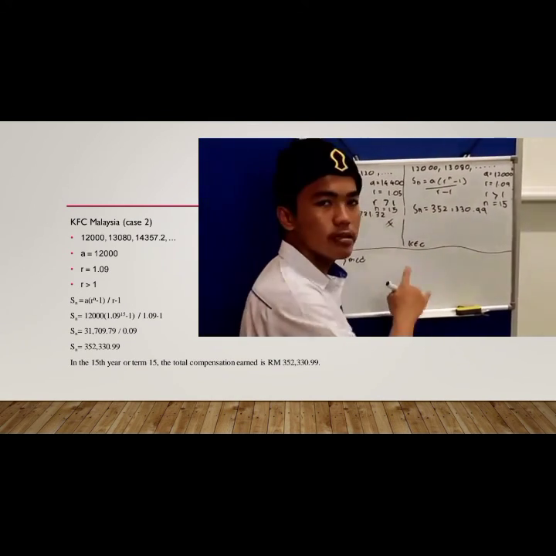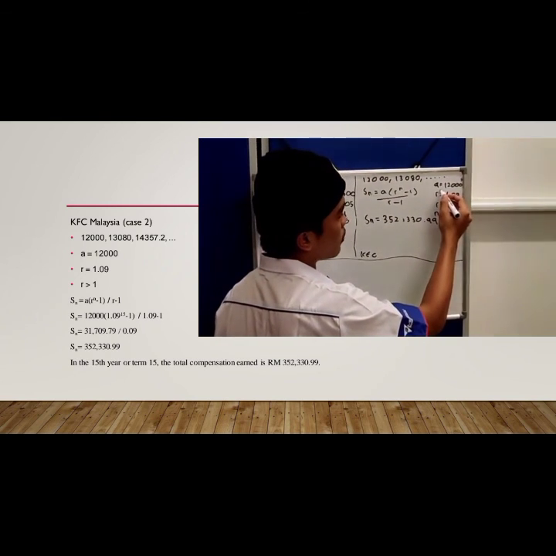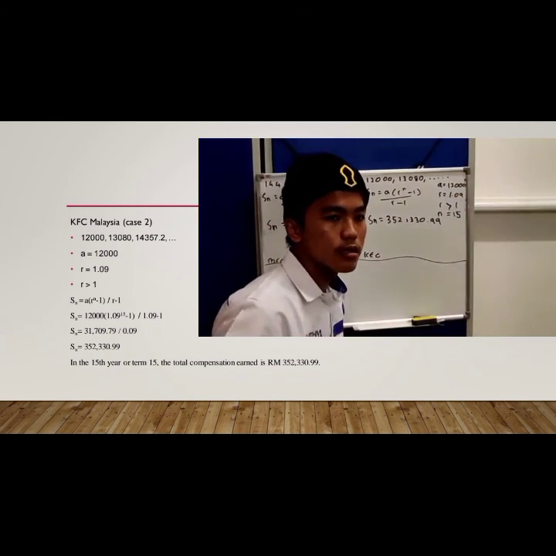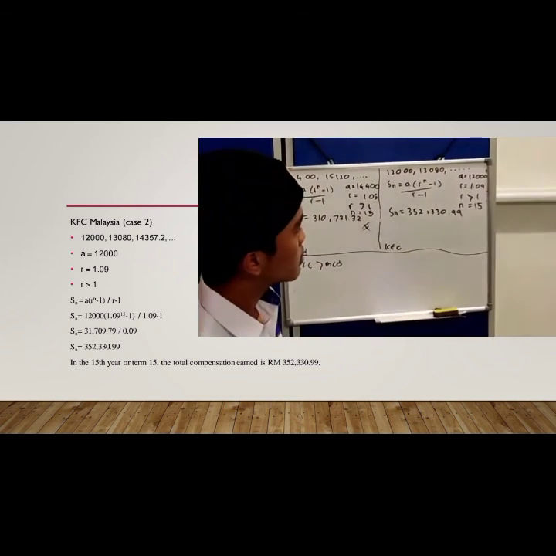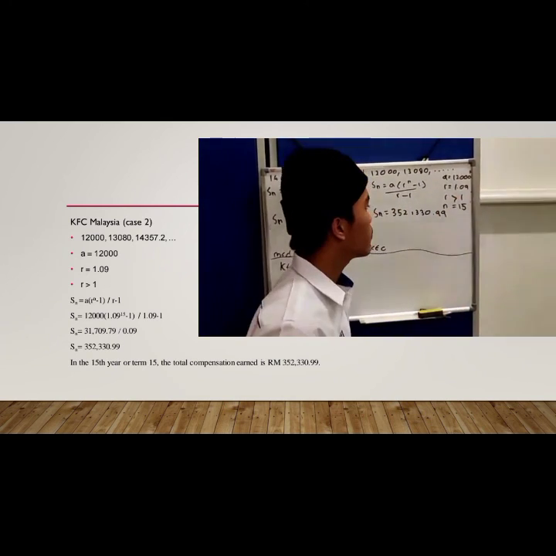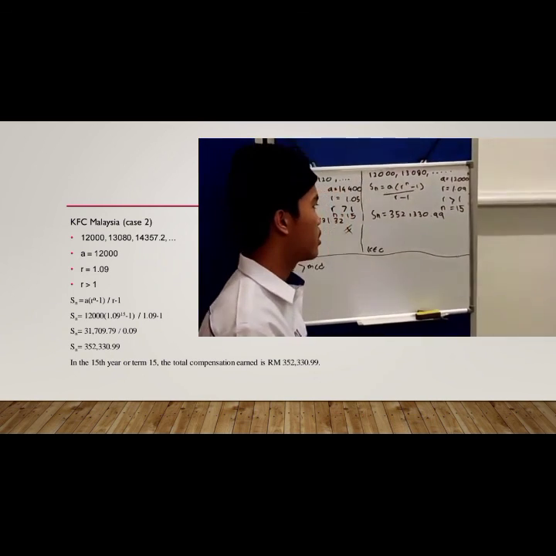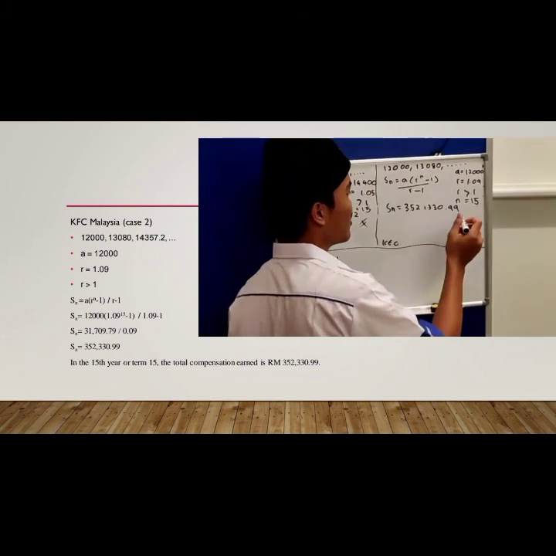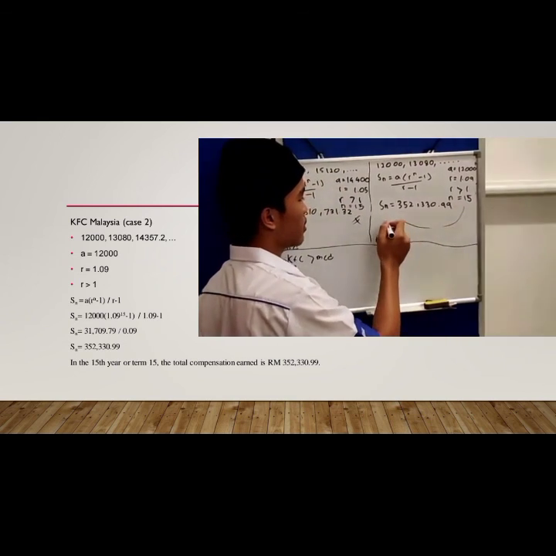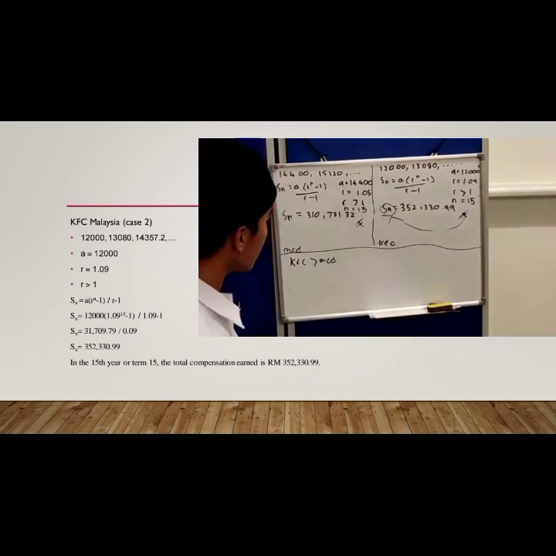Case number 2 gives the value of a as 12,000, and r is 1.09. r is more than 1, so we use the information to find Sn. So we get the Sn.